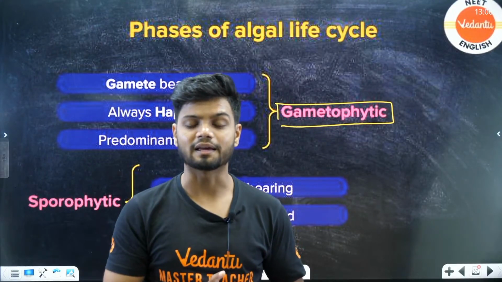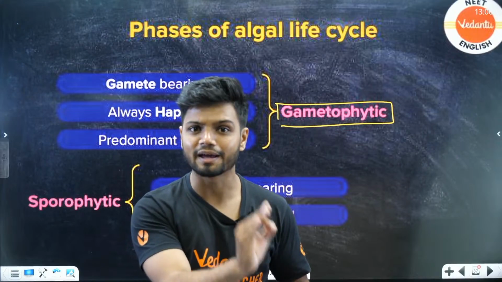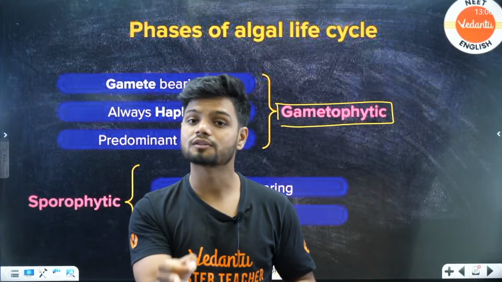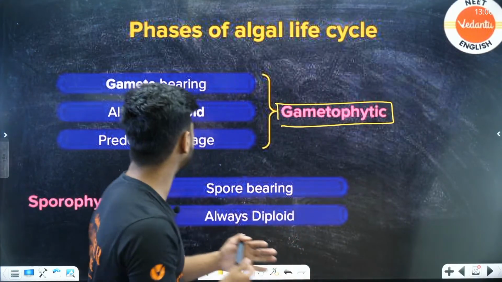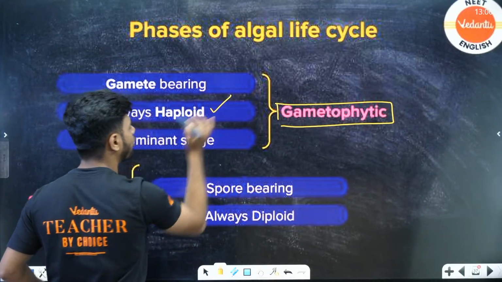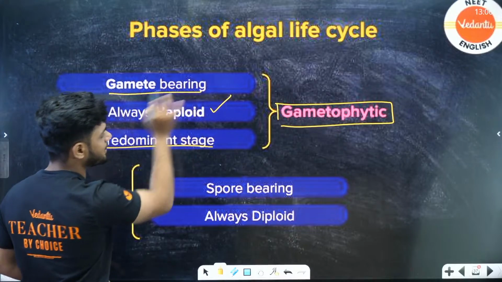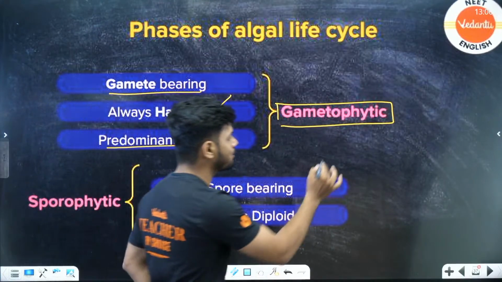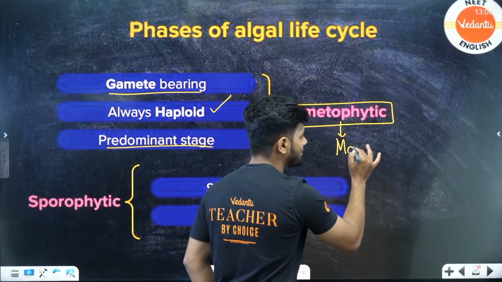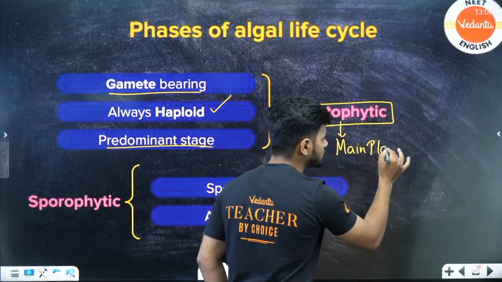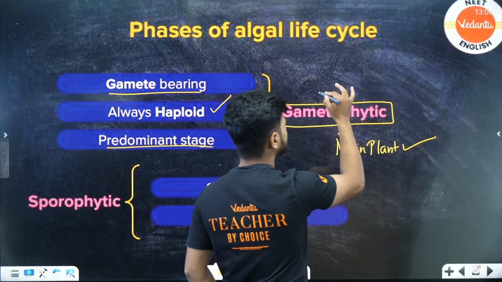But in the case of algae, the plant body is not diploid. The plant body is completely haploid, and it is the main stage and gamete-bearing stage. So the main plant body in the case of your algae is said to be what?